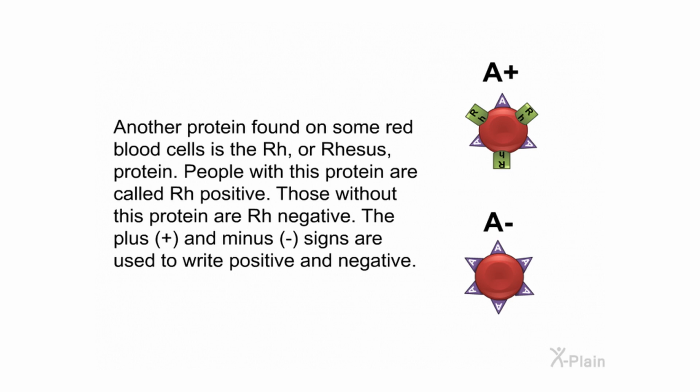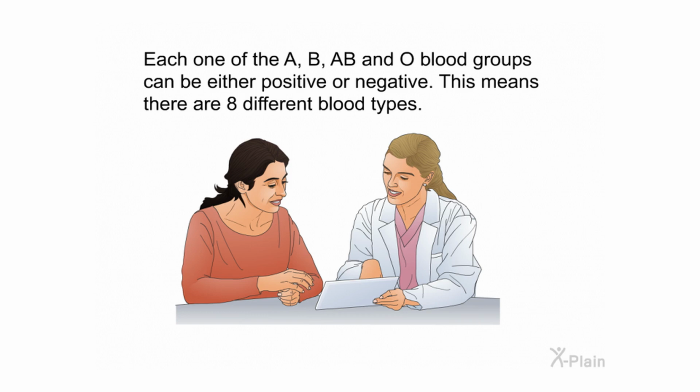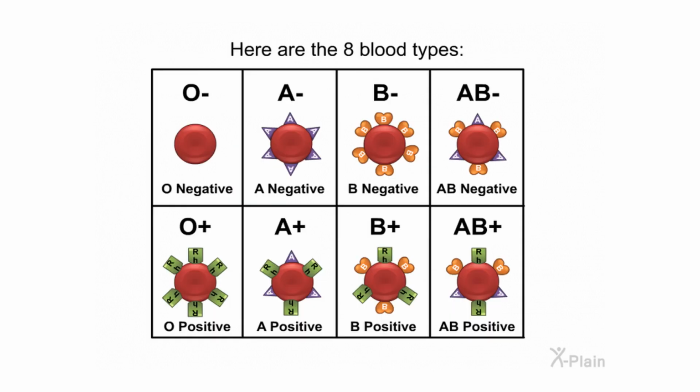Another protein found on some red blood cells is the Rh or rhesus protein. People with this protein are called Rh positive. Those without this protein are Rh negative. The plus and minus signs are used to write positive and negative. Each one of the A, B, AB, and O blood groups can be either positive or negative. This means there are 8 different blood types. Here are the 8 blood types: A negative, A positive, B negative, B positive, O negative, O positive, AB negative, AB positive.